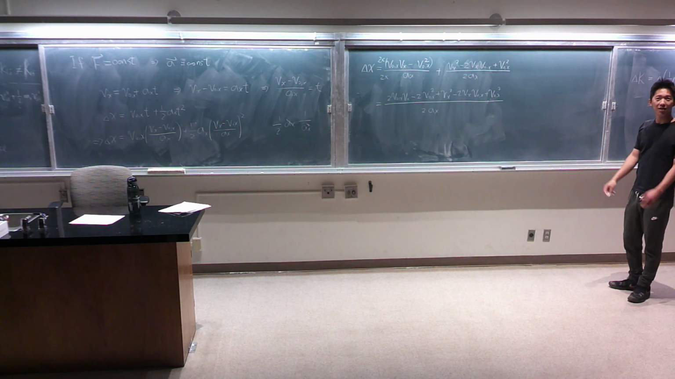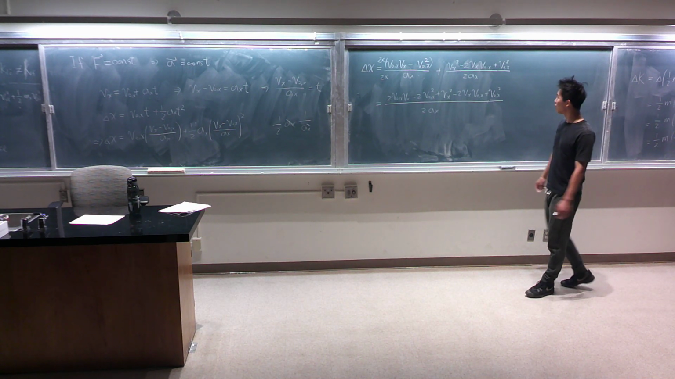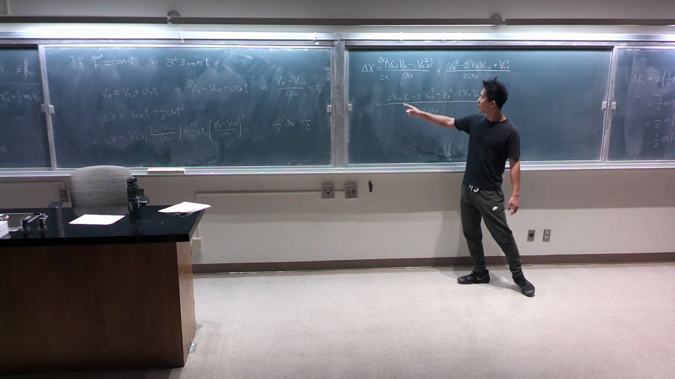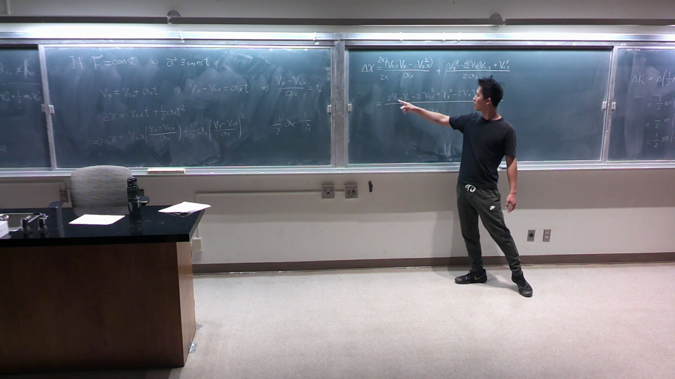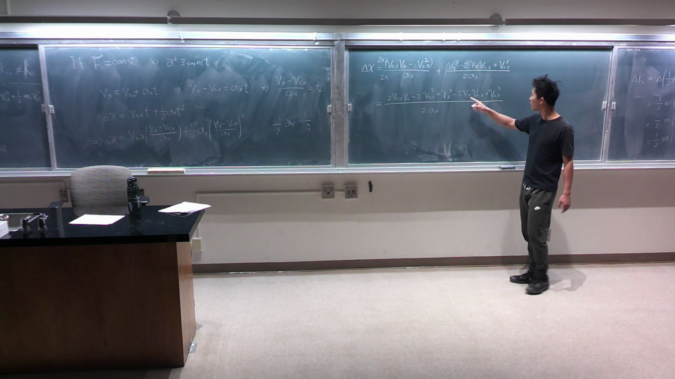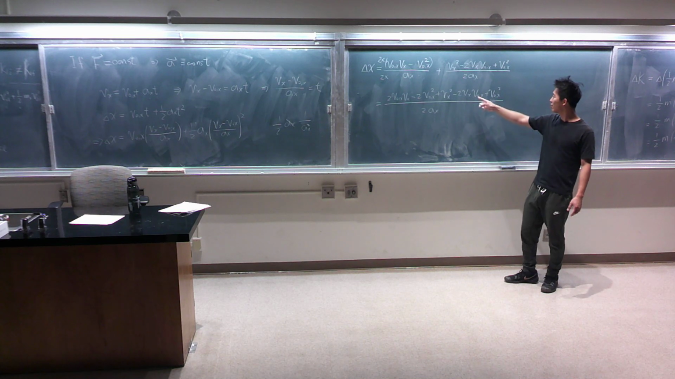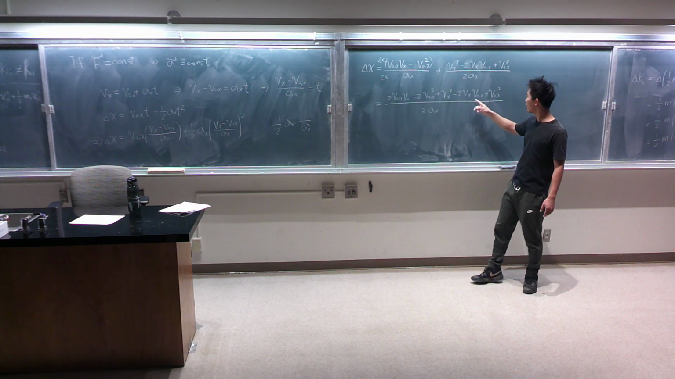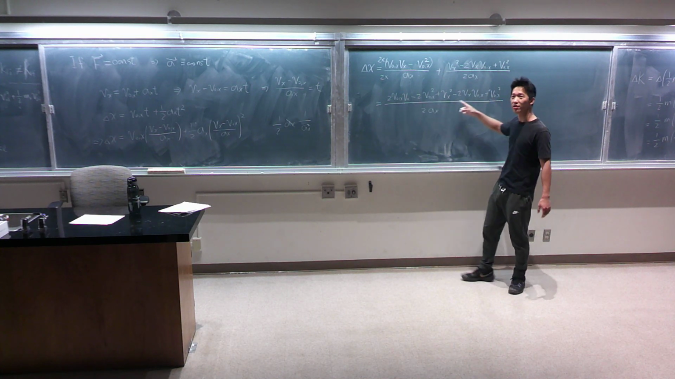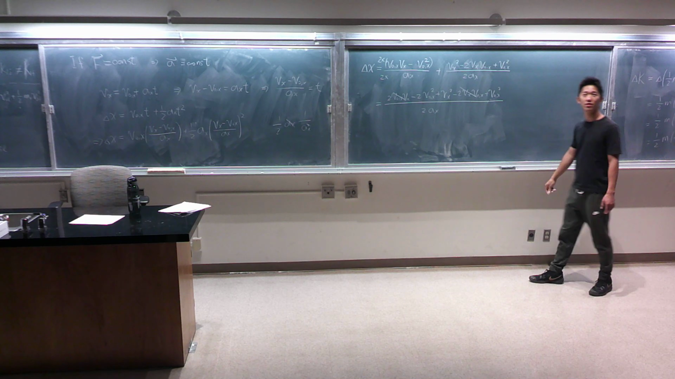And now it's the fun part. We get to cancel stuff. We see V naught x times Vx, V naught x times Vx over here, Vx times V naught x. You can swap the order of multiplication. So these two terms are the same. You can see the 2 is the same. And 1 is plus, 1 is minus. So they cancel. Okay?